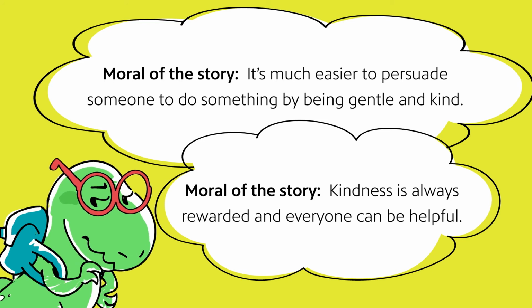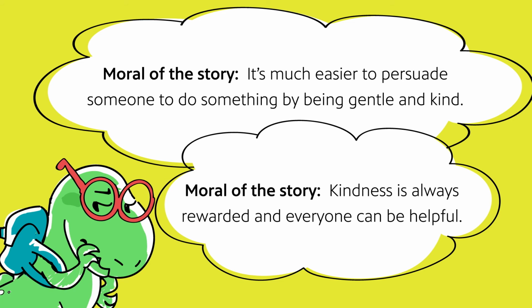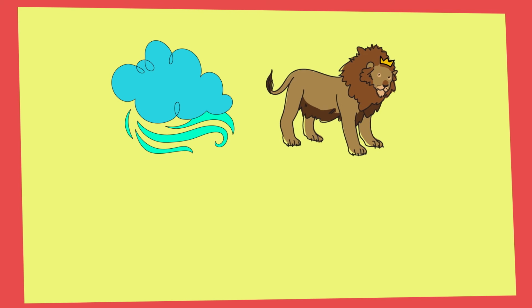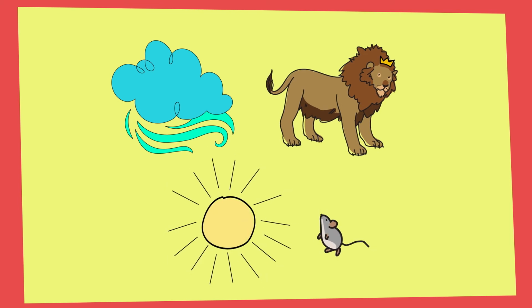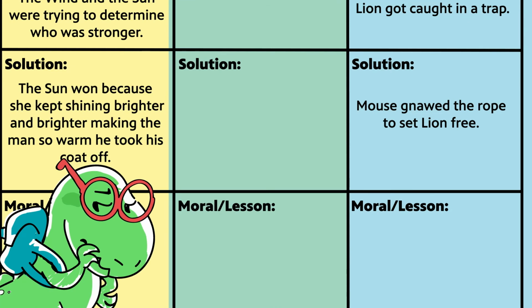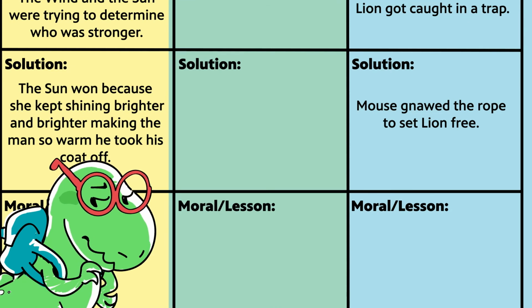I'm going to share my thinking, and if you had the same thought, show me your fireworks. Okay, I think that the morals are similar because both stories teach us about the importance of being kind and never underestimating anyone. Both the Wind and Lion underestimated the other characters and thought they were better than them. The Wind and Lion both learned valuable lessons. Looks like some of you were thinking this too. Great, let's write the morals in the both box.